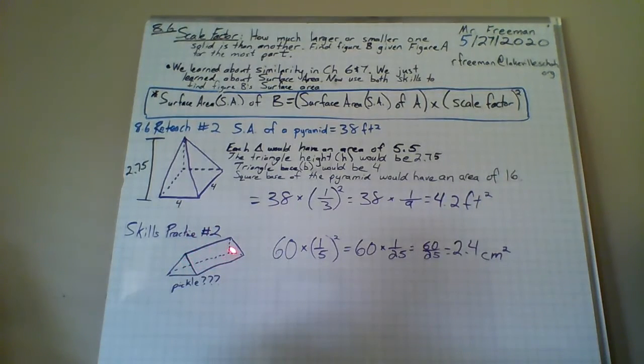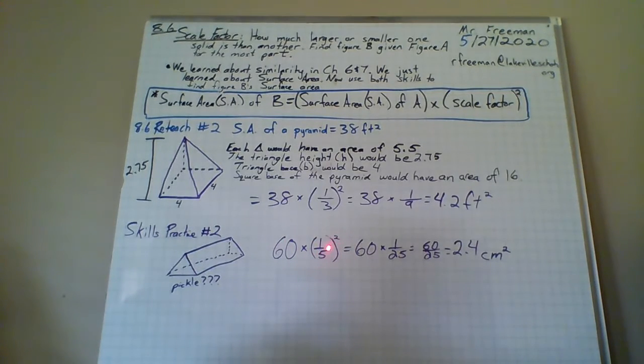Okay, triangular prisms, harder to come up with an example. I could have maybe come up with a folded piece of paper also, but again, I wanted to speed things up. I thought maybe think about a pickle spear. And if you know about those long pickle spears, they're kind of triangular shaped and long. That would be more like what a triangular prism would look like. And they say the surface area is 60, and they give us a scale factor of 1/5.